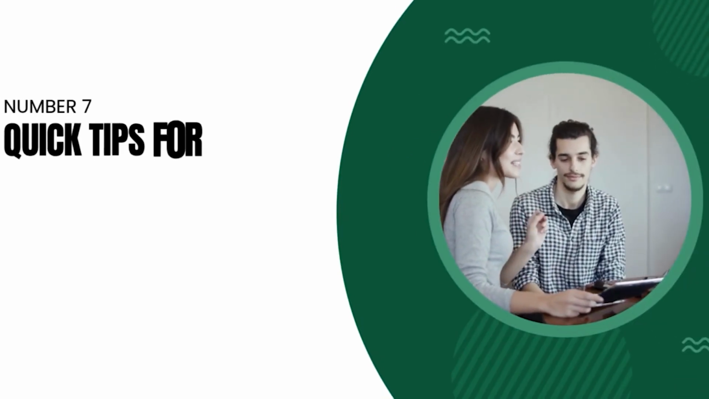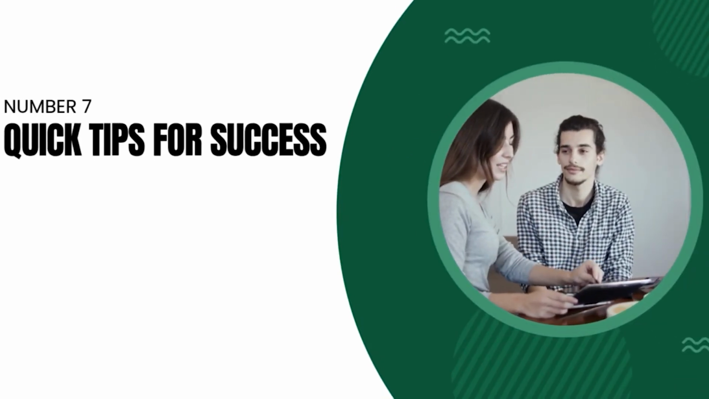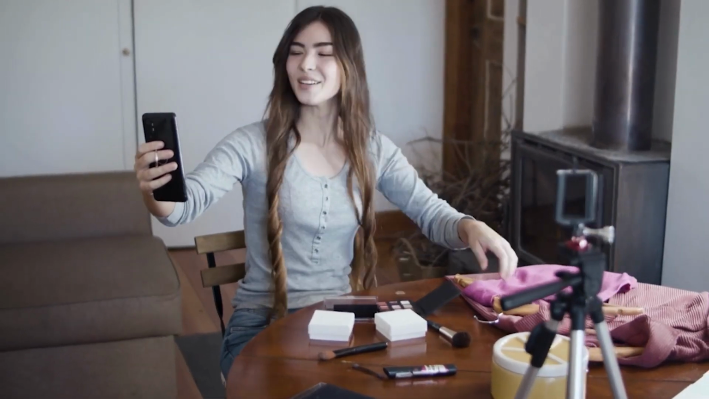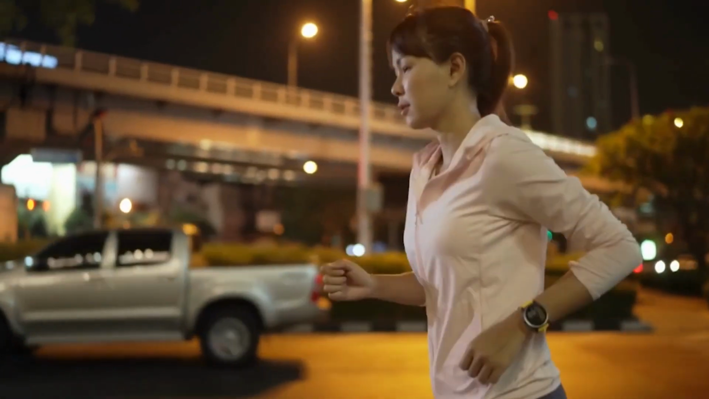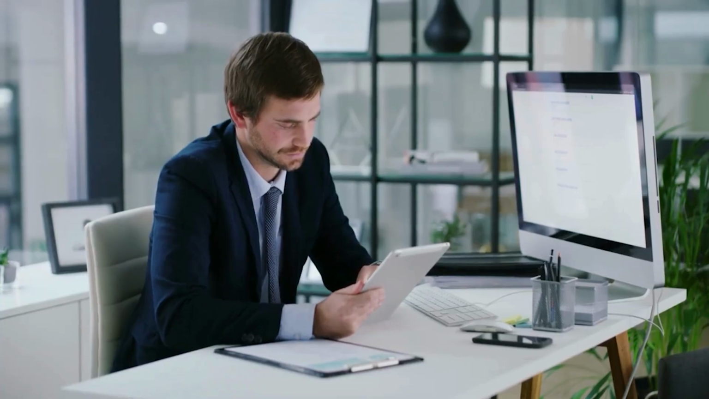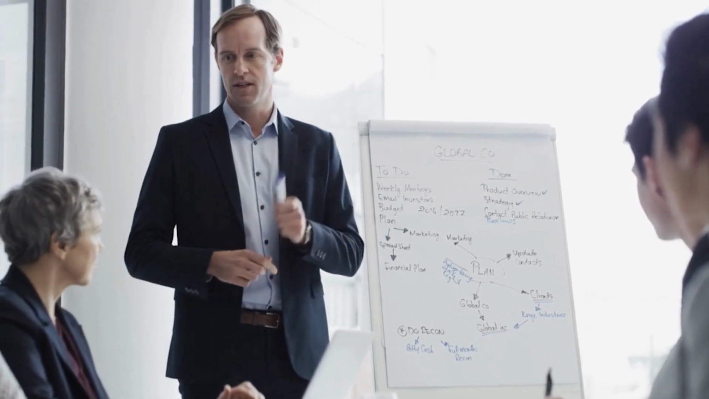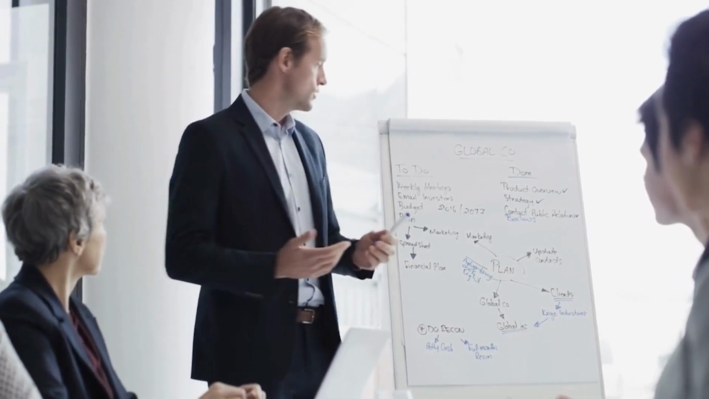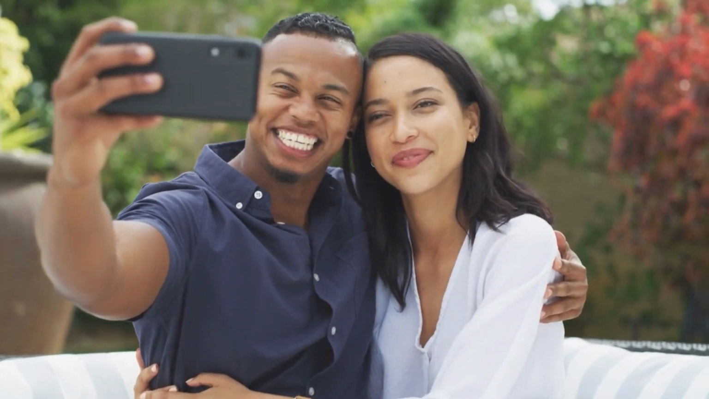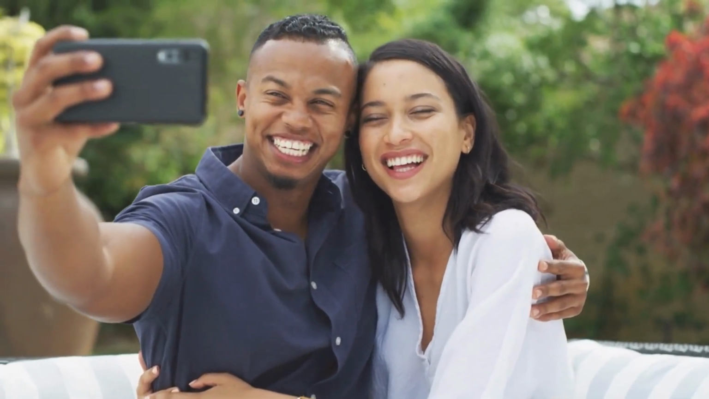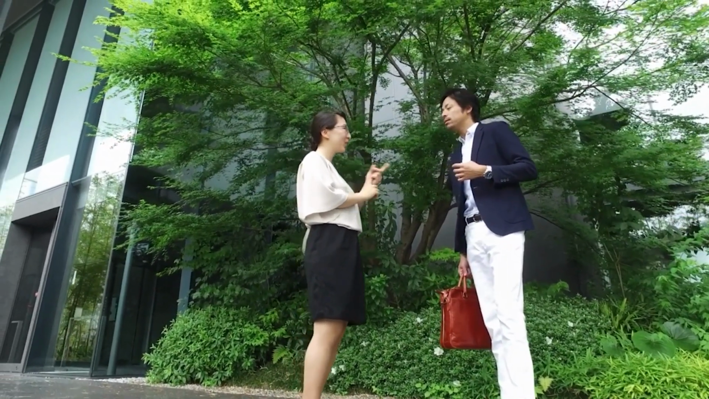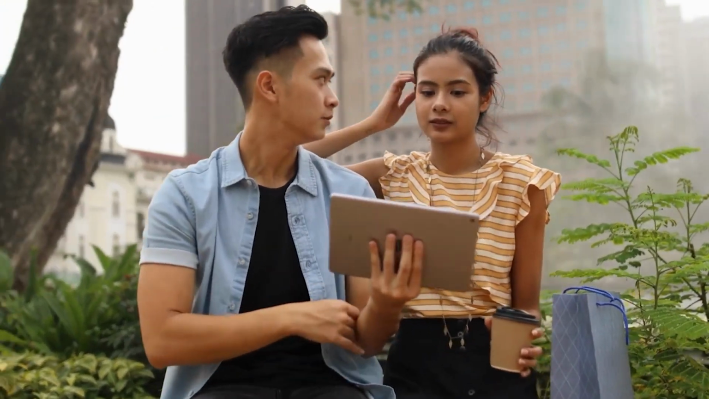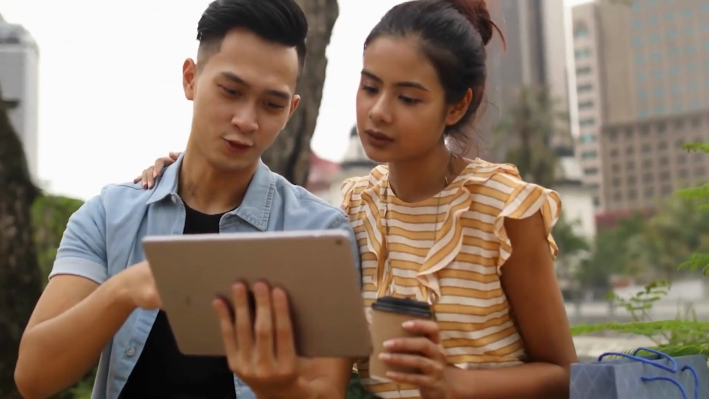Number 7. Quick tips for success. Here are some final tips to maximize your income with Veo. Pick a profitable niche. Finance, tech, education, and health are top earners. Be consistent. Upload regularly to grow faster. Use SEO. Optimize titles, descriptions, and thumbnails for more views. Promote on social media. Share your videos on TikTok, Instagram, or Reddit for faster reach. And remember, great content will always win. Use Veo as a tool, but make sure your message delivers value.